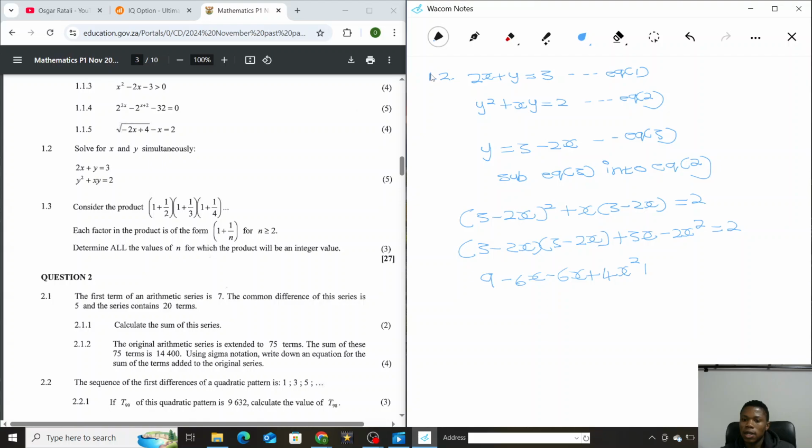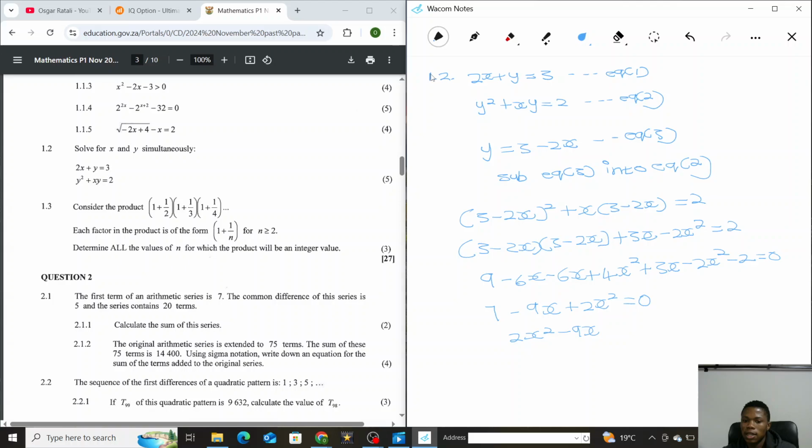Therefore, I'm going to transpose this 2 to that side, it will be minus 2 is equal to 0. Therefore, 9 minus 2 will be 7. And minus 6 minus 6 is minus 12x, and plus 3x it will be minus 9x, and for x squared, 4x squared minus 2x squared will be positive 2x squared is equal to 0. Therefore, we have 2x squared minus 9x plus 7 is equal to 0. Therefore, I'm going to use my quadratic formula to get my x values.